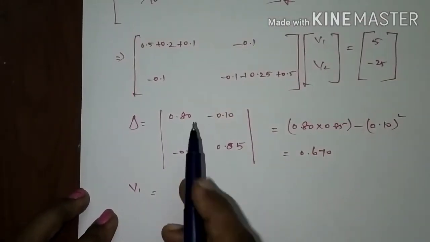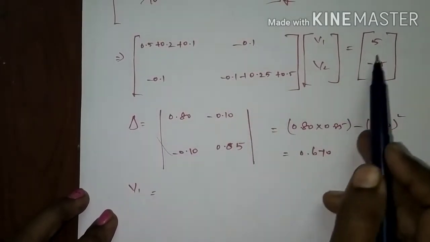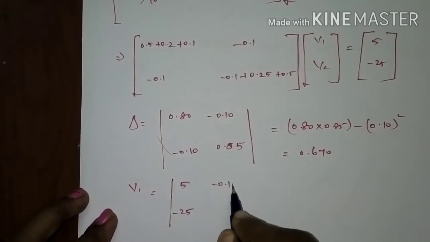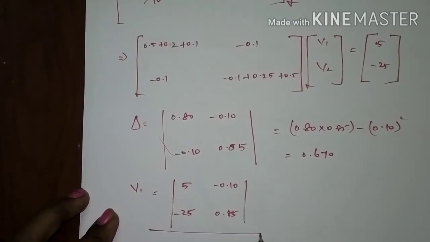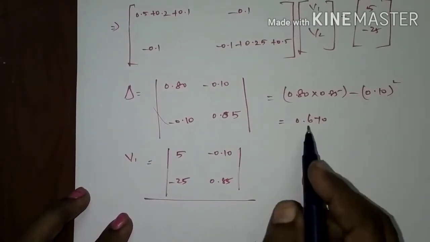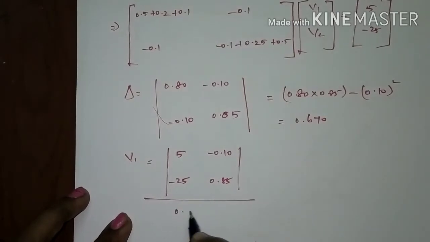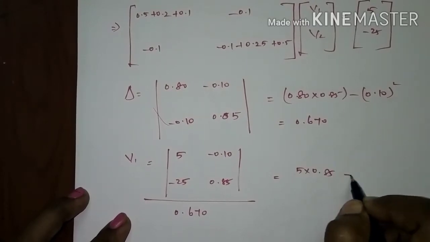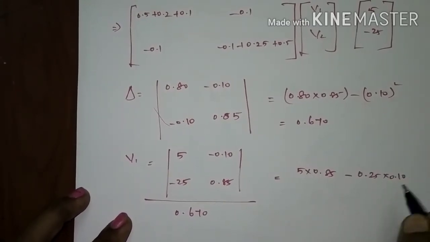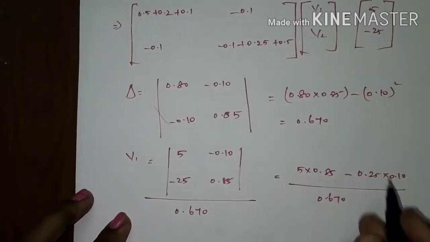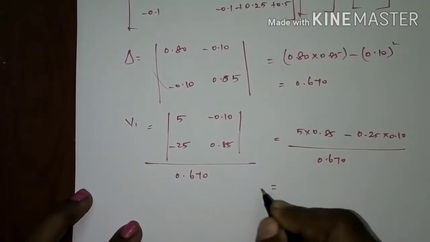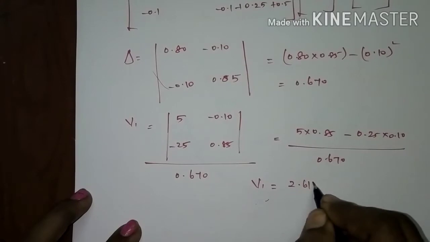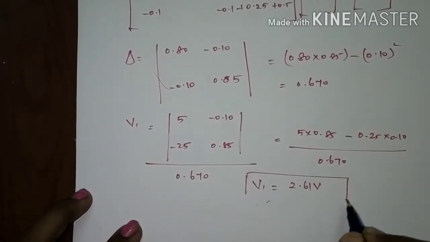V1 can be found by replacing the first column of the del with the current values. So [5, minus 0.10; minus 25, 0.85] divided by the normal del value, that is the determinant of the symmetrical resistance matrix, 0.670, which is equal to 5 into 0.85 minus (minus 25 into minus 0.10), divided by 0.670. On doing the calculation, we will get the value V1 equal to 2.61 volts.